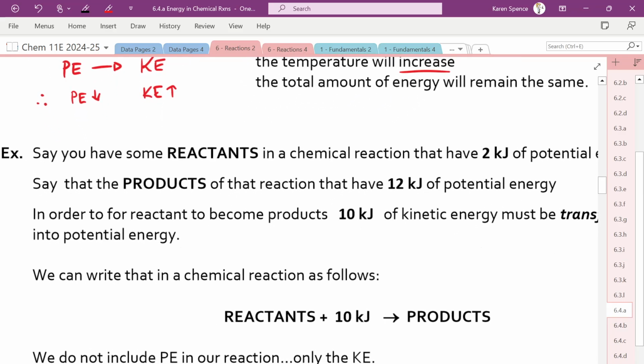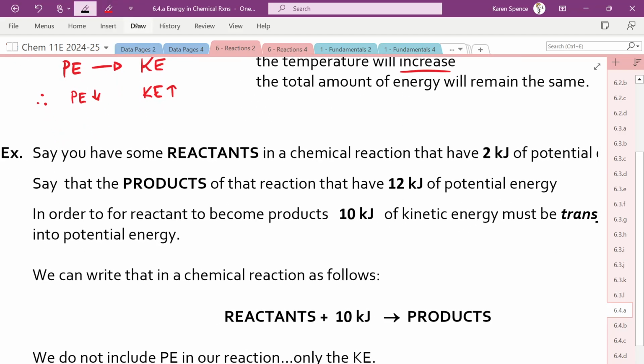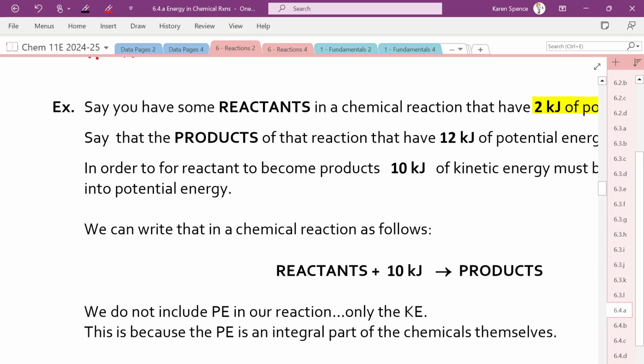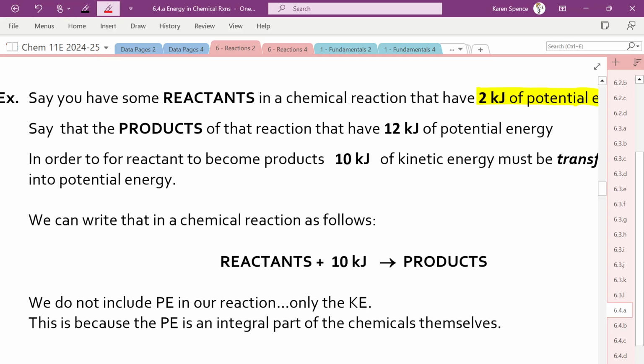Say you have some reactants in a chemical reaction that have 2 kilojoules of potential energy. That's just energy that is contained in those bonds. It's like saying this hamburger contains 400 calories. That's the amount of energy in it that can be released, yes? So these reactants contain 2 kilojoules of potential energy. Now let's say that the products contain 12 kilojoules of potential energy.